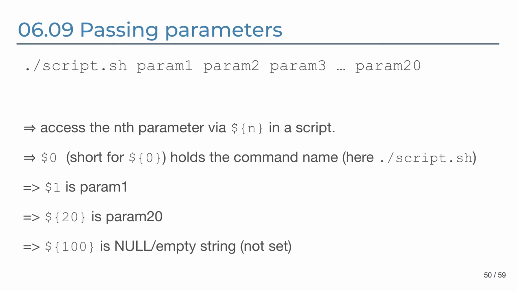We pass them again just as words separated by white space, and we can access the nth parameter using $, curly braces, and n. Because it's sometimes a little cumbersome to write the curly braces, if the numbers are lower than 10, we can just omit those and write it directly. And if a parameter doesn't exist, it is basically null, an empty string.